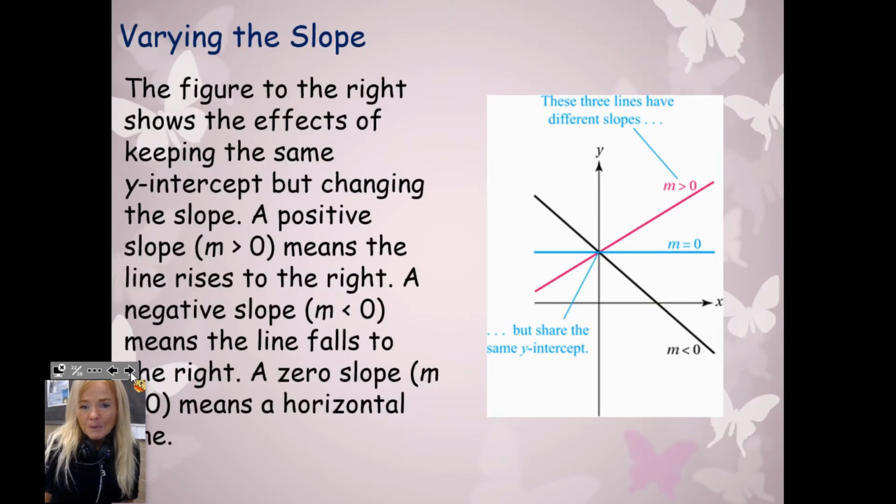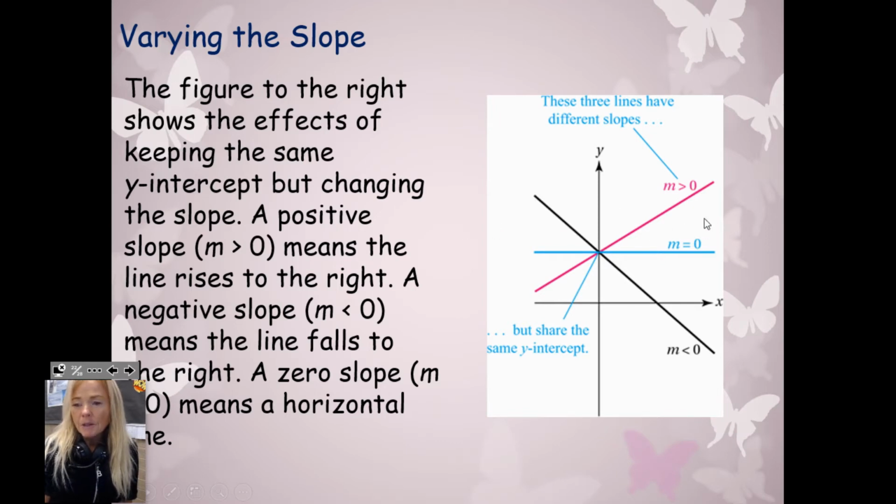Varying the slope. Now, the effects of varying the slope on a line look something like this. A positive slope, which is represented by this reddish line, means that as we move from left to right, the line is going to rise.